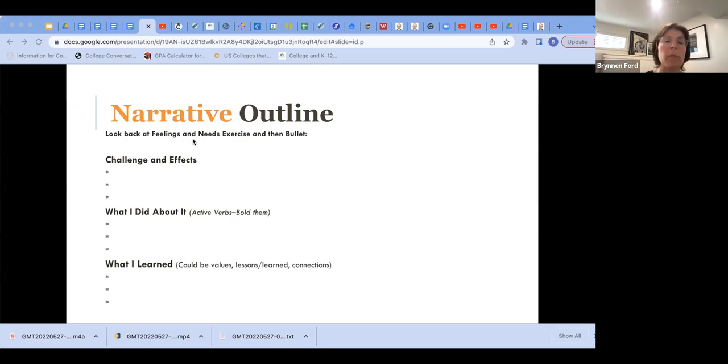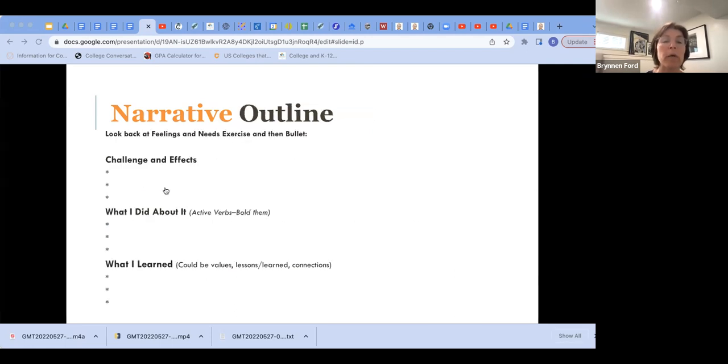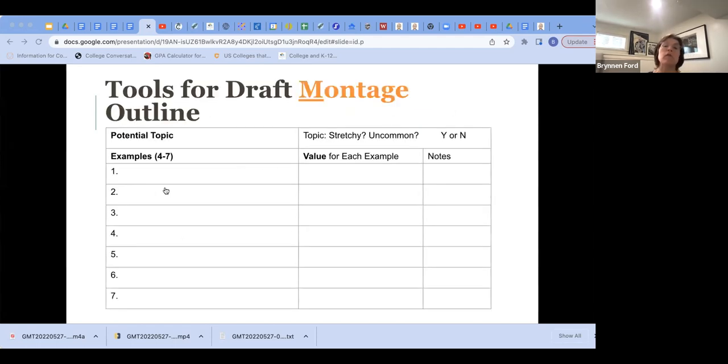And so I'm going to go to montage next, but following from the narrative outline, the next thing in the workbook is about how you would do a first draft from that outline after you check it with me. And so that's there for you if you want to go ahead and start that today. But here is the tool for doing a montage outline.